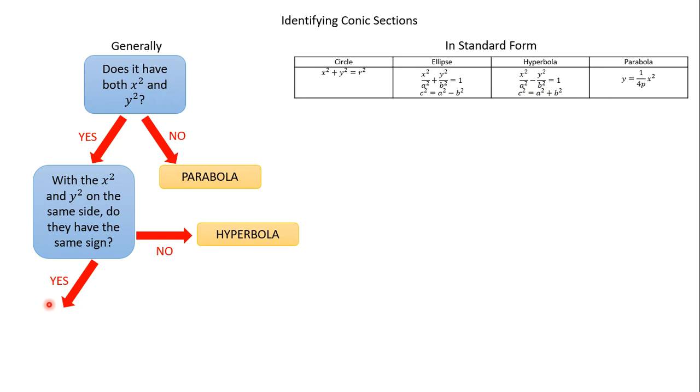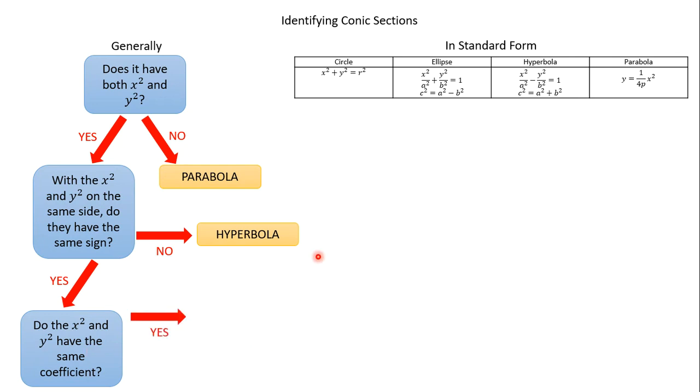And so, if the answer is yes again, so we have both x squared and y squared, and they have the same sign, do they have the same coefficient? Do they have the same number in front of them? If the answer is yes, well, this is just x squared plus y squared equals r squared. If we divided by r squared, we'd have 1 over r squared times x squared plus 1 over r squared times y squared.